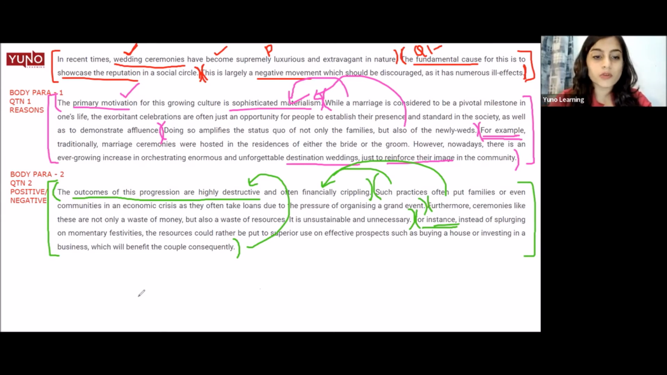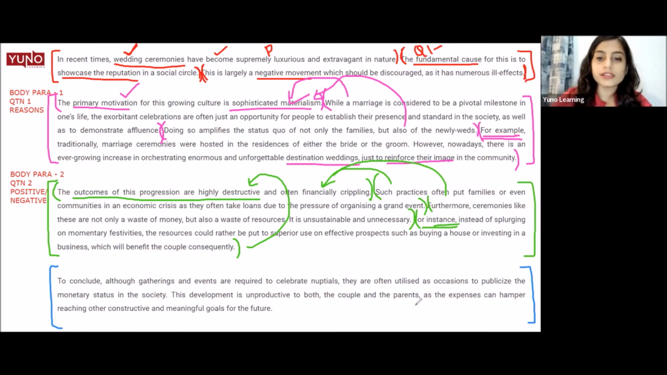Now let's move on and let's look at the conclusion paragraph. So this is my conclusion paragraph. As we can see, it's a 2-sentence paragraph, but it is answering all the 3 questions. All right. So the first part, let's look at that. So it's a comma. So let's segregate it here for a moment. Although gatherings and events are required to celebrate nuptials. Okay. Paraphrase of the question prompt once again. Clear in different words meaning the same thing.